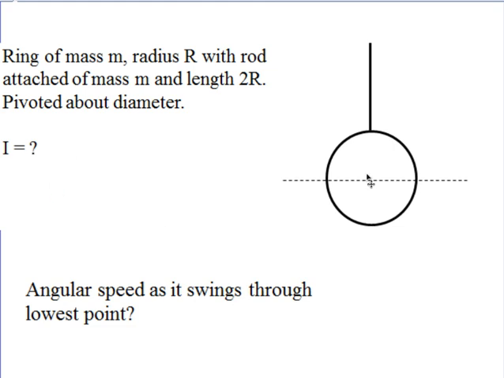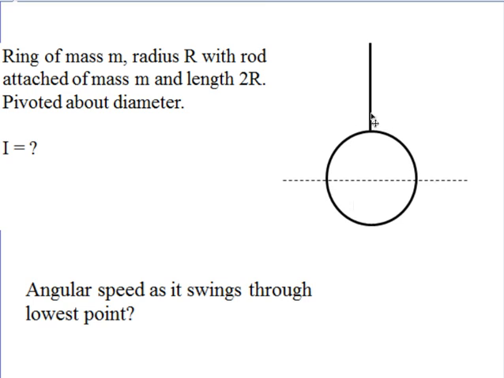Rotational inertia. I need to treat this as two objects coupled together. The ring about its diameter, I don't happen to know, but I would go back to those tables that we have and look up that value. Then you have the rod. You want to add that on to the rotational inertia of the ring about rotating about a diameter.